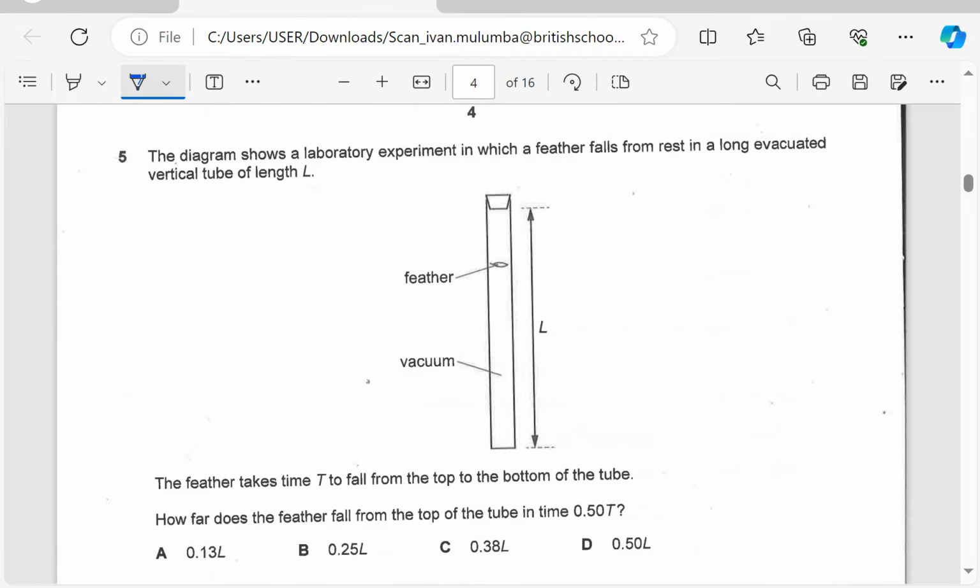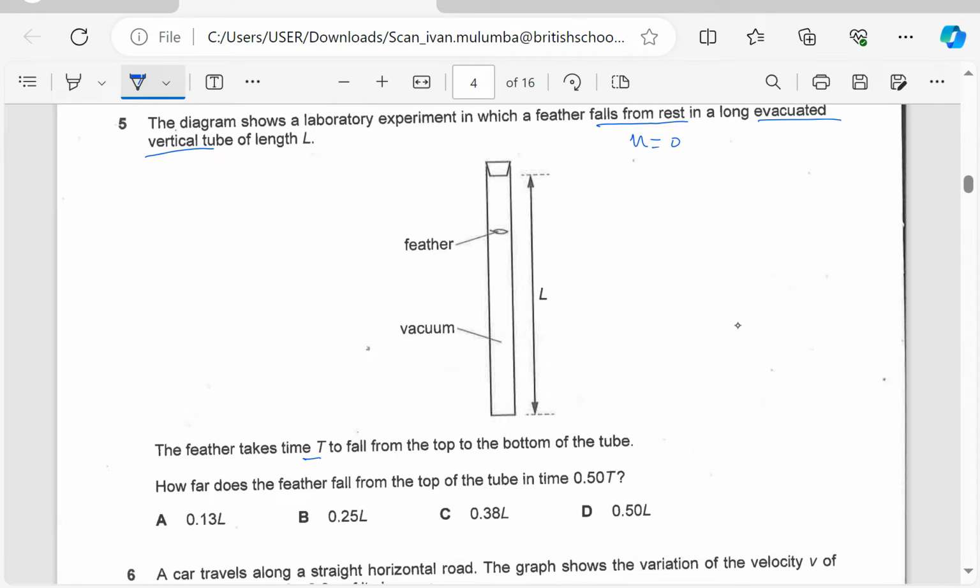Question number 5. The diagram shows a laboratory experiment in which a feather falls from rest in a long evacuated tube, so it is a vacuum, air resistance is not there. So that means the equations of motion can apply since there is no air resistance. It started from rest, so initial velocity is 0. The feather takes a time t to fall from the top to the bottom of the tube. How far does the feather fall from the top of the tube in a time of 0.50 t? Of course, I know many people may have just divided this by 2 and got their answer as D.